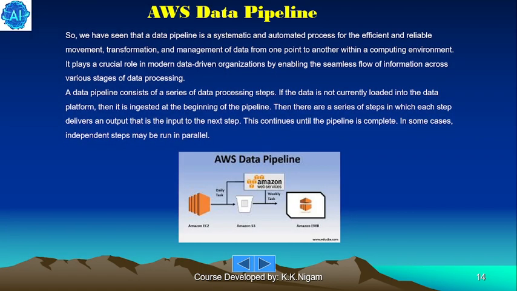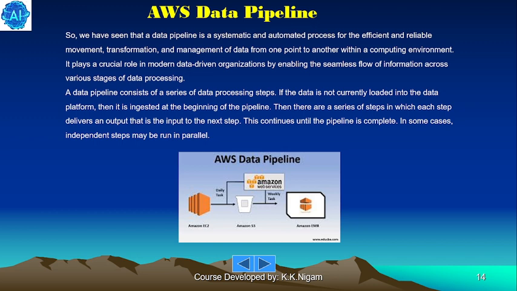So we have seen that a data pipeline is a systematic and automated process for the efficient and reliable movement, transformation and management of data from one point to another within a computing environment. It plays a crucial role in modern data driven organizations by enabling the seamless flow of information across various stages of data processing. A data pipeline consists of a series of data processing steps.